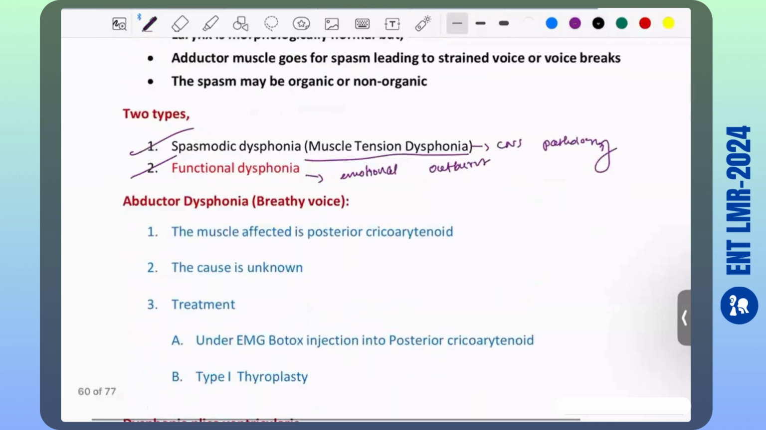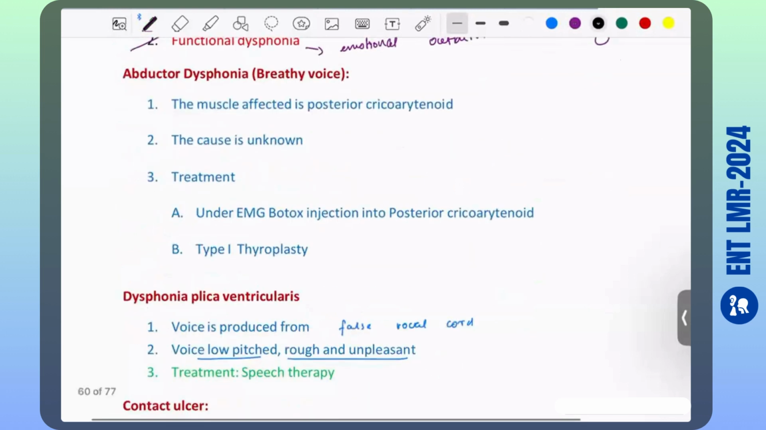Abductor dysphonia. In abductor dysphonia, the muscle apparatus involved is the posterior cricoarytenoid, cause unknown. So under electromyography, Botox injection into the posterior cricoarytenoid can be done. Type 1 thyroplasty. Okay. So adductor dysphonia, abductor dysphonia. This was just for theory point.